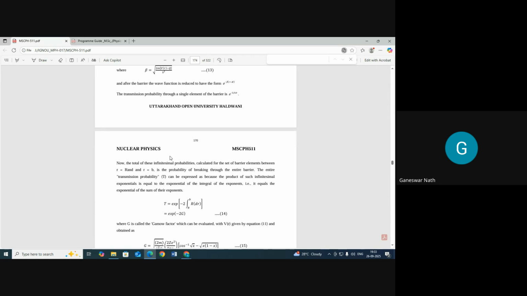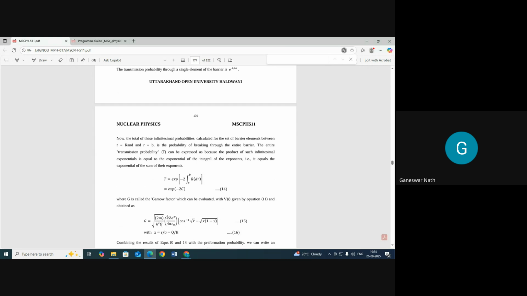Okay. Now you can also calculate the reflection coefficient, and the transmission coefficient. And if you have read about the tunneling effect, the transmission probability is given by e to the power minus 2 times the integral of the potential from r to b dr. We define this as e to the power minus 2G. G is called the Gamow factor, and that Gamow factor can be calculated from all these constant factors associated with the energy of the alpha particle.